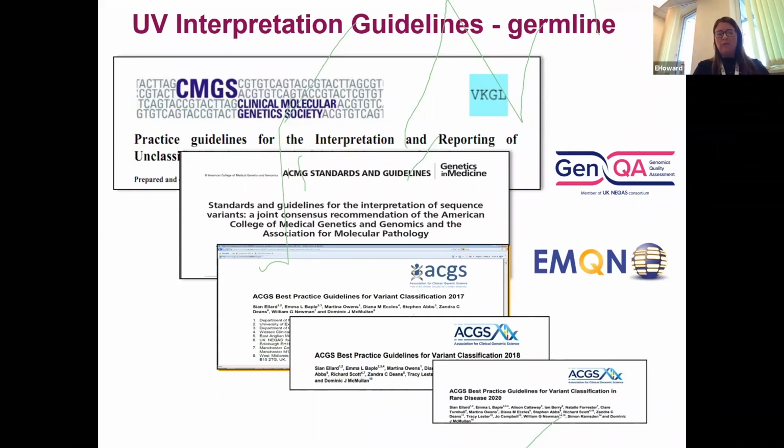Following on from that, we've had the UK-specific guidelines of the ACGS, with various releases and updates, which take the ACMG guidance and make it more specific, detail more examples, and also include examples of how to report variants. They can be found on the ACGS website.